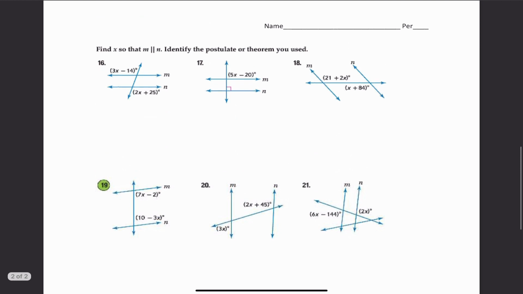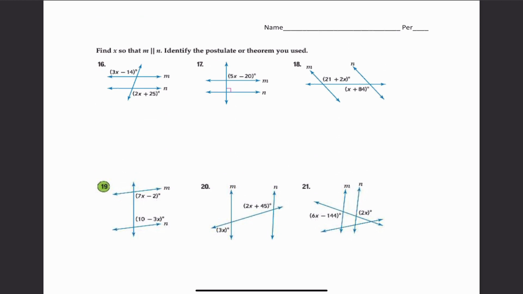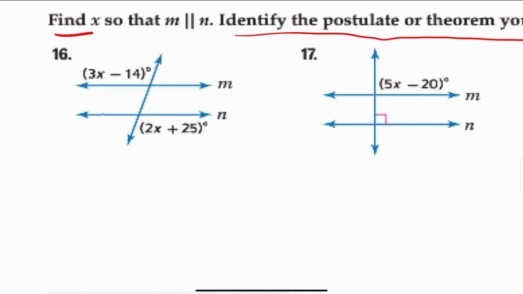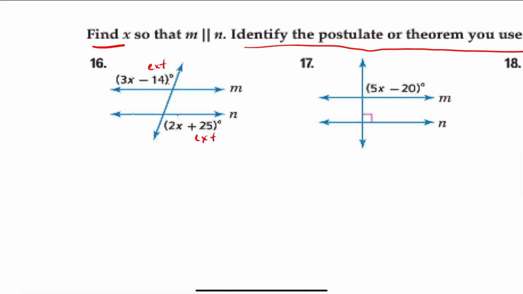And then this one, I think these are very, very simple. Let's just go ahead and do one of them. But it's so important that you understand that you're solving for x, right? And you're identifying the postulate or theorem that you use. So these angles are alternate and they're both in the exterior. So then let's assume that they are congruent, right? They're alternate exterior angles. So 3x minus 14, okay, they're congruent to each other. You got to put an equal sign. It's 2x plus 25. Solve for x, you get x equals 39, right?